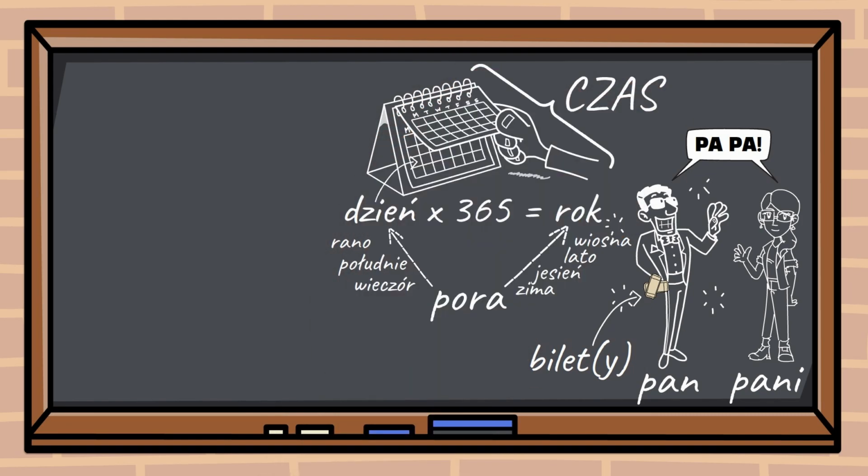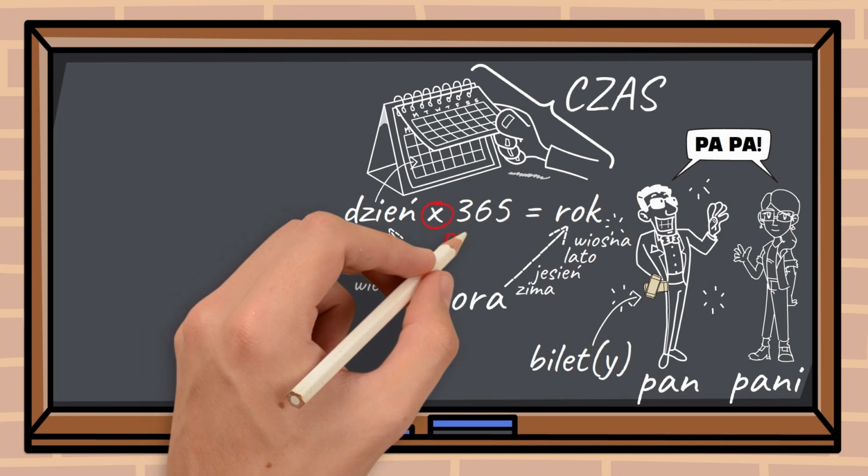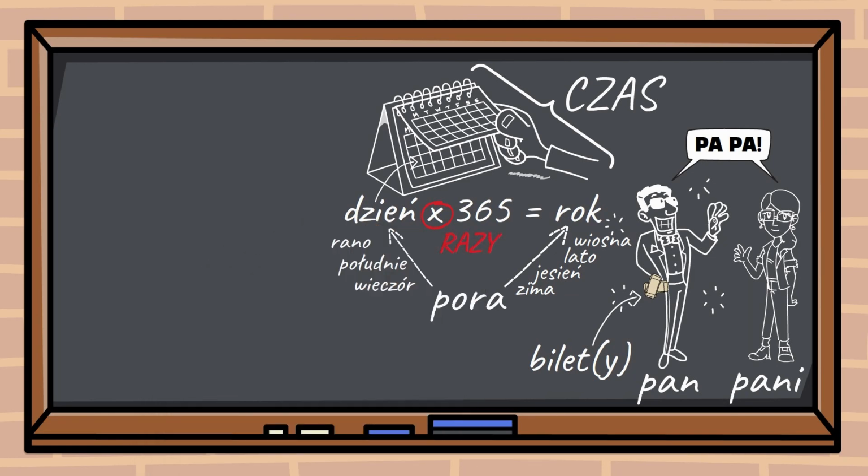But as I told you in the last video, it's easy for beginners to confuse the notion of czas with the word raz. And the latter one means how many times we do something, how many times an action is performed. For this purpose, let's use our multiplication symbol. Dzień razy 365 to rok. Simple.